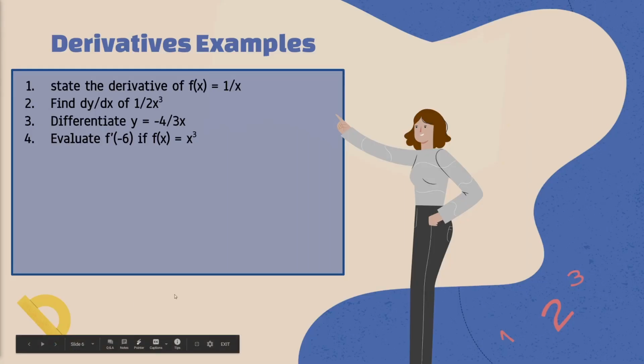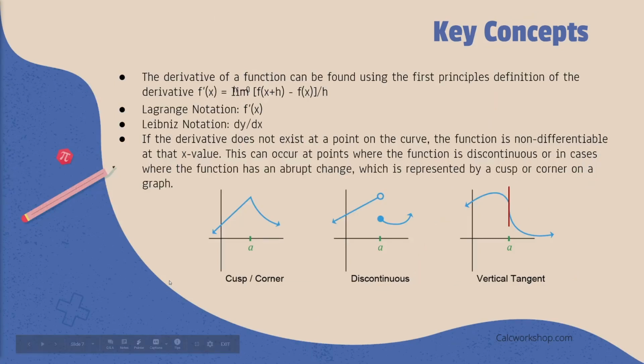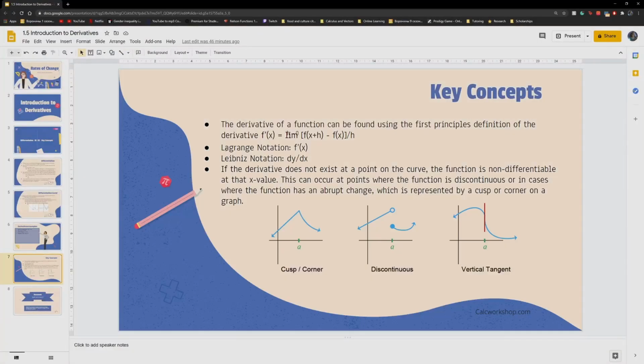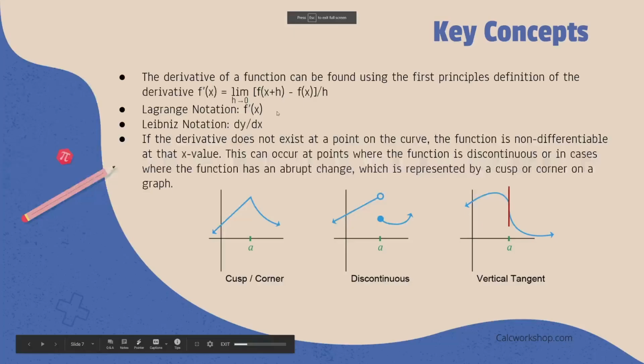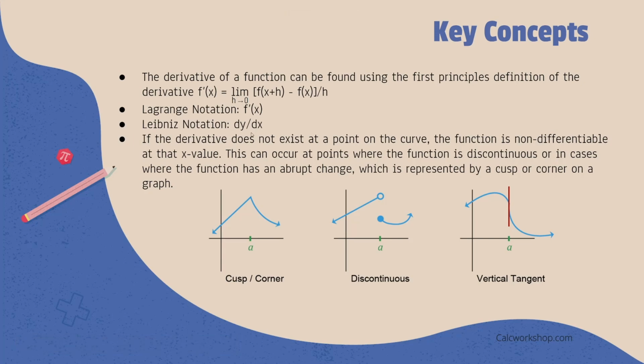So after that whole lot of work, we can finally go and talk about the key concepts. So all you need to know, oh, my limits got messed up. Let's fix that. All you need to know is the first principle, right? Then you need to know the 2 different notations. And then you need to know when the derivative does not exist. And that happens whenever you have a cusp or the function is discontinuous.